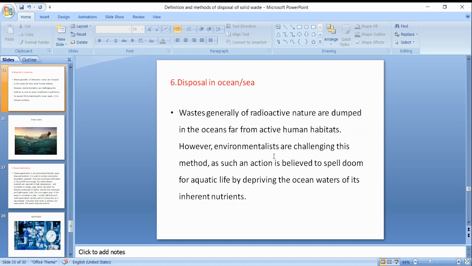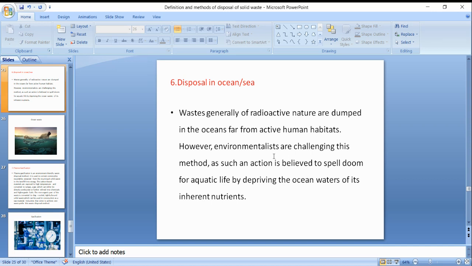Next comes disposal in the ocean. We can dispose of waste in the ocean also. Waste, generally of a radioactive nature, is dumped in the oceans far from active human habitats. By means of a ship or a barge, we can take that waste into the sea and dump it there.